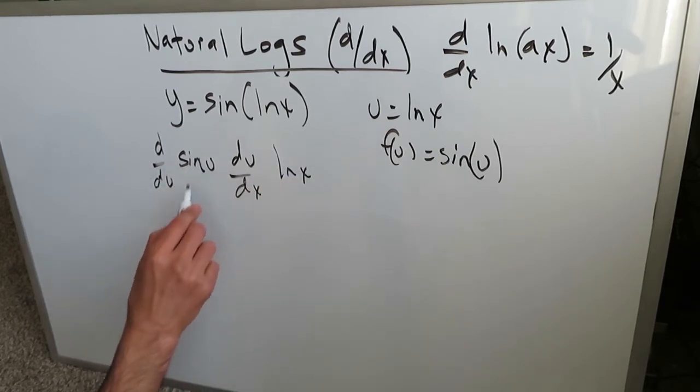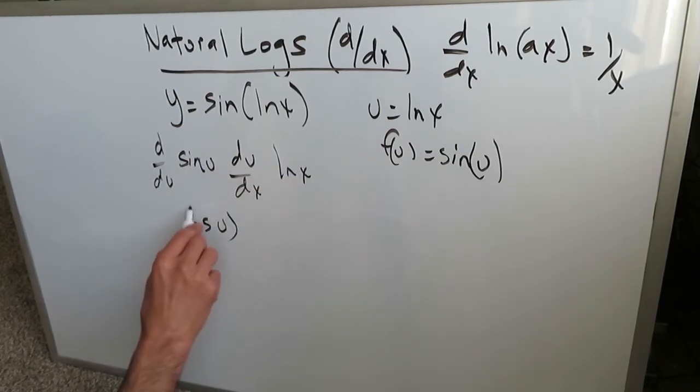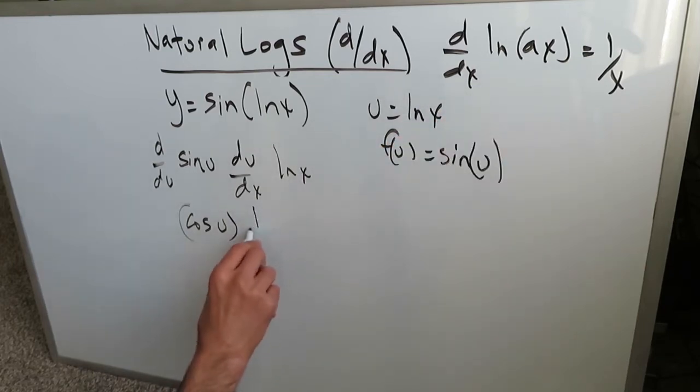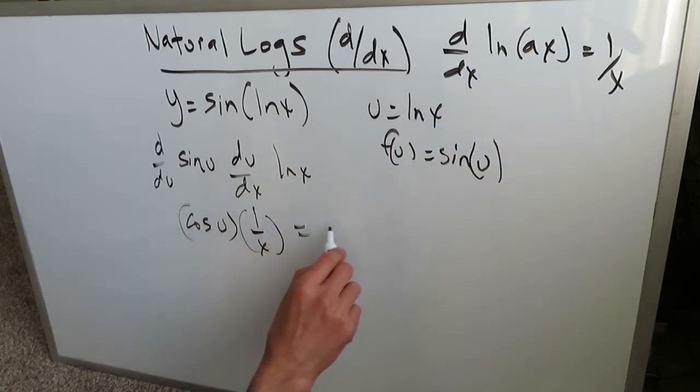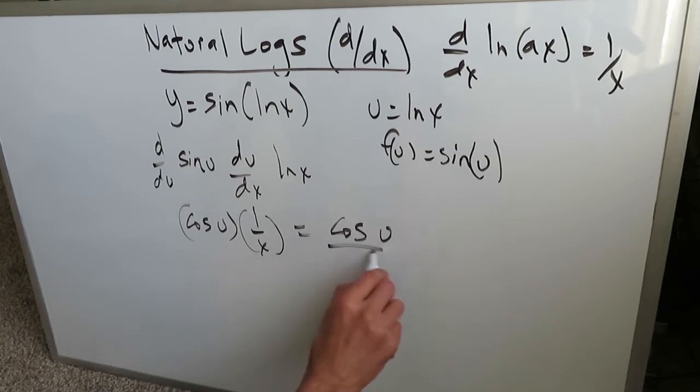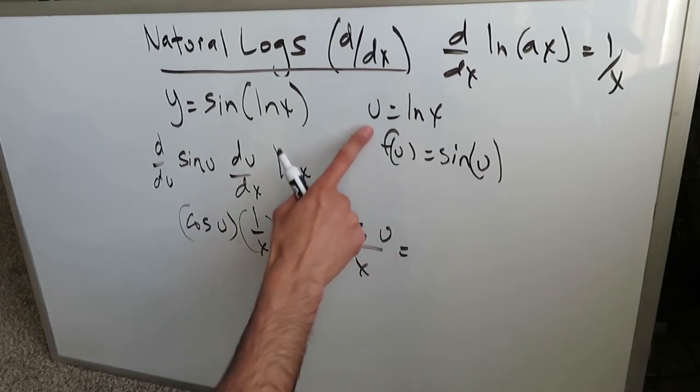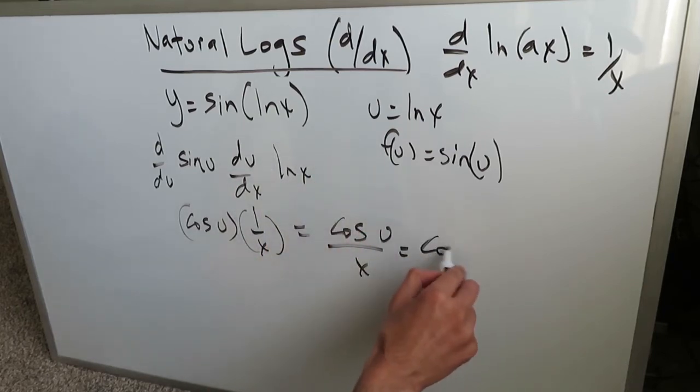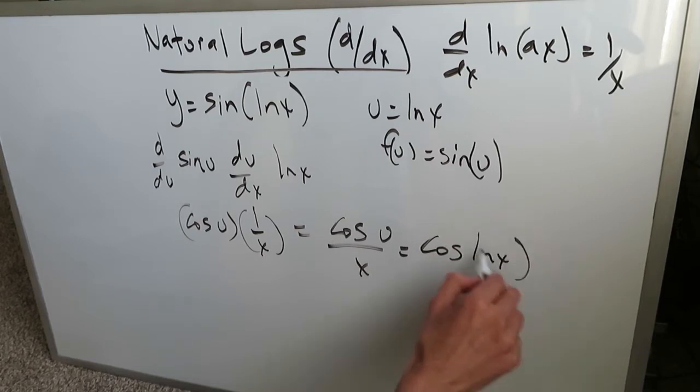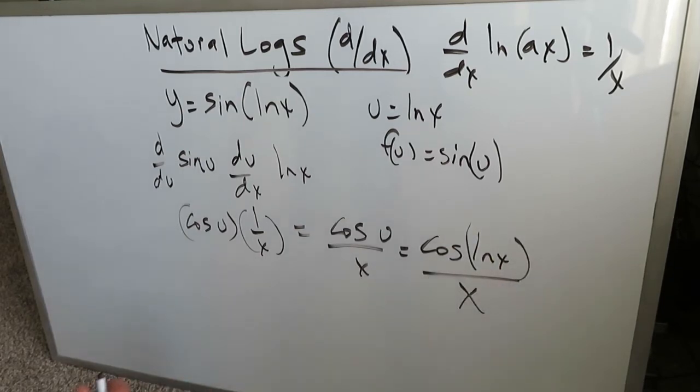Sine u derivative is a cosine u. Derivative of natural log x is a 1 over x, and when you marry these things up you get cosine u over x, but when you resubstitute back for the u over here you get cosine natural log x over x. The only reason why I'm spending a whole video on natural logs is because they're that important. But here's your final answer.